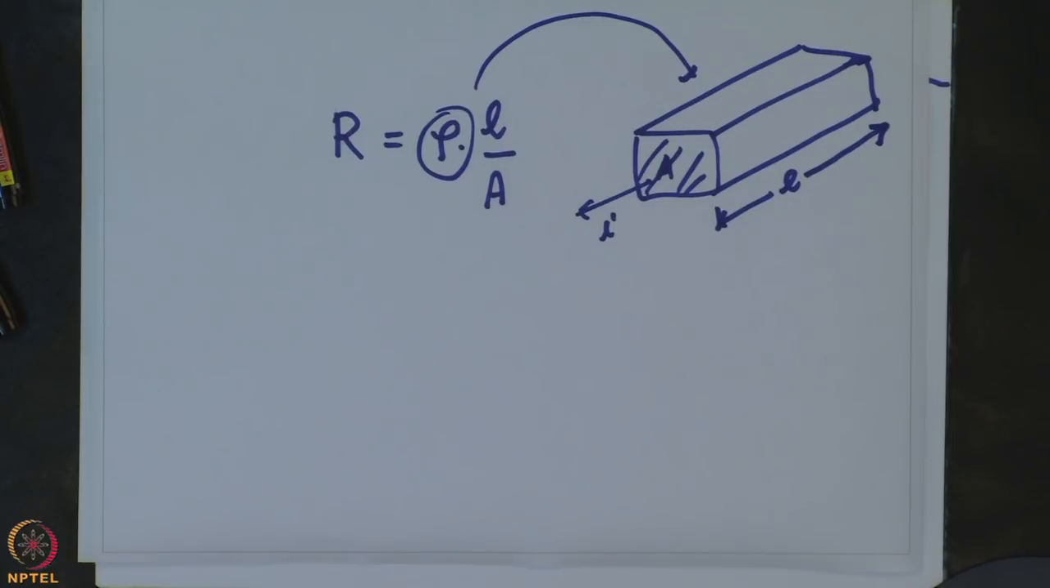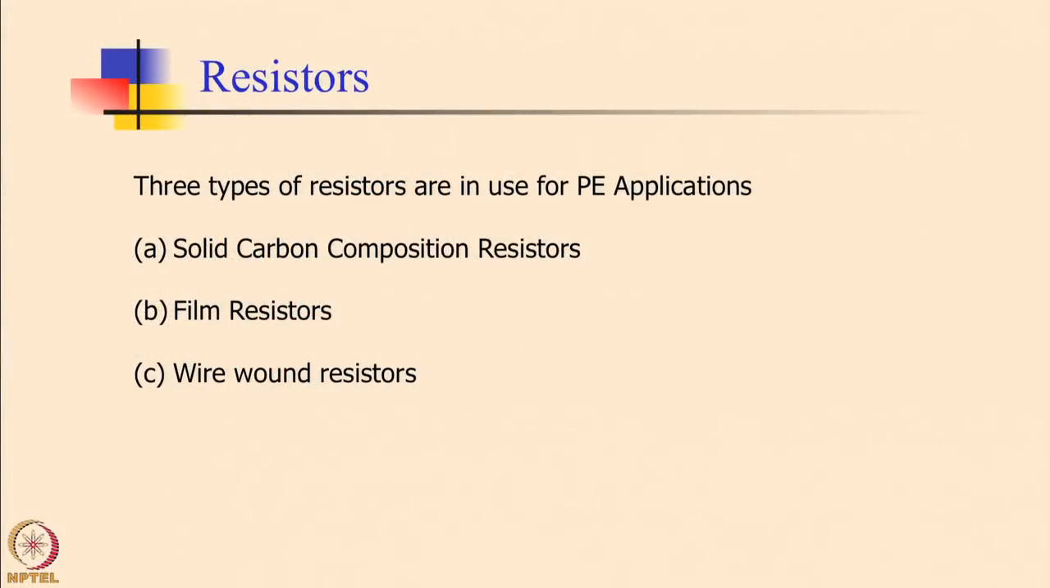Okay. Now depending on the application at hand, various types of resistors are available. The ones for power applications can typically be divided into three varieties. One is solid carbon composition resistors, the other is film resistors, and the third is wire wound resistors. Solid carbon composition resistors are made by crushing carbon and ceramic and mixing them in the right proportion to achieve the desired resistance value. However, these are not very accurate and could vary up to 5 to 10%.